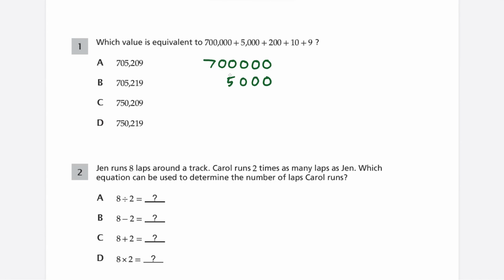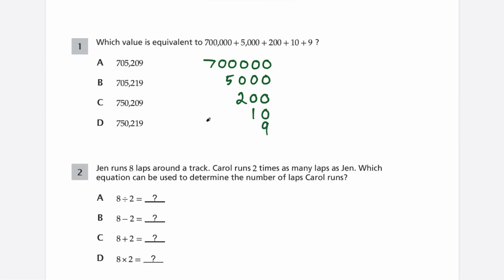I wouldn't want to do something like this. Don't write your 5,000 all the way to the left like this, lining up the 7 and the 5. You want to make sure you're lining things up starting on the right. So then next we would have 200. So we have a 2 in the hundreds place. We have a 0 in the tens, and then a 0 in the ones place. And then we're going to add 10 and 9.